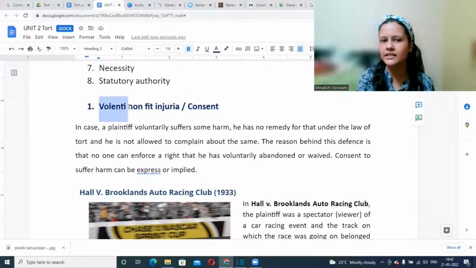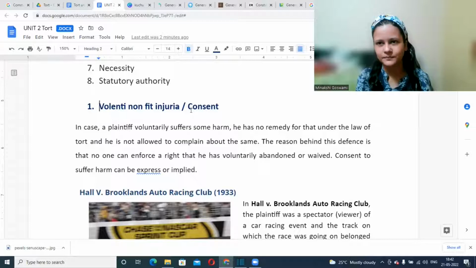Same as voluntary non-fit injuria. Voluntarily, you have agreed, right? There was no force on you, you only agreed. So if you are voluntarily doing something, if you are exposing yourself to some risk, that is not a fit case to claim damages. Voluntary non-fit injuria. If you have voluntarily exposed yourself to some risk, you cannot later on complain about it.